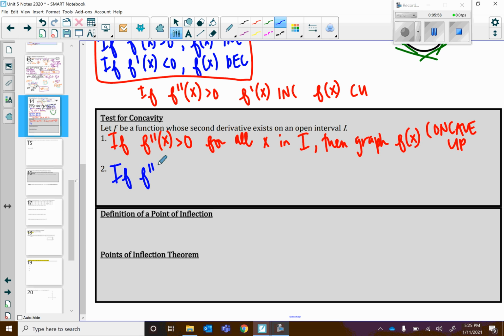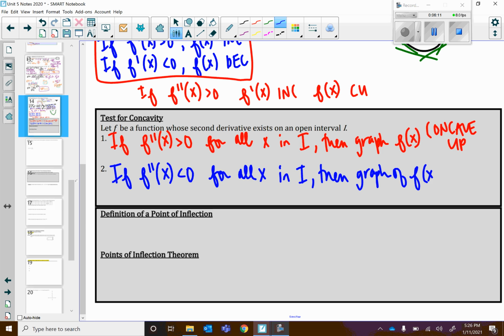If the second derivative of our function is less than 0 for all x in some interval, then the graph of our function will be concave down.